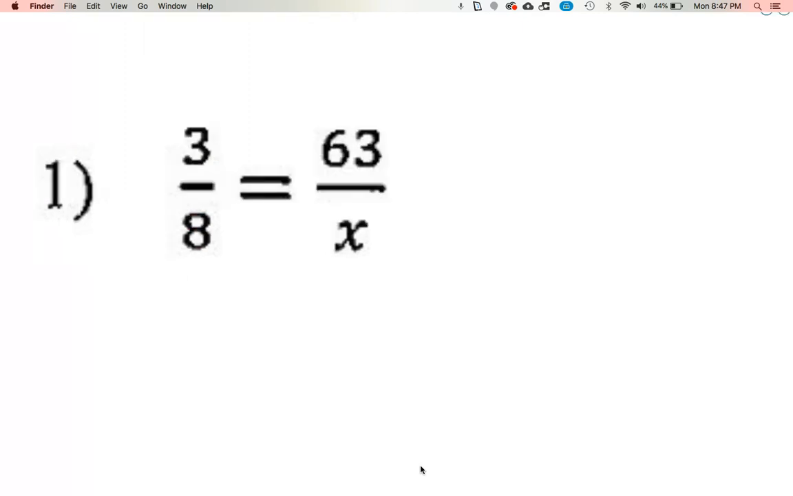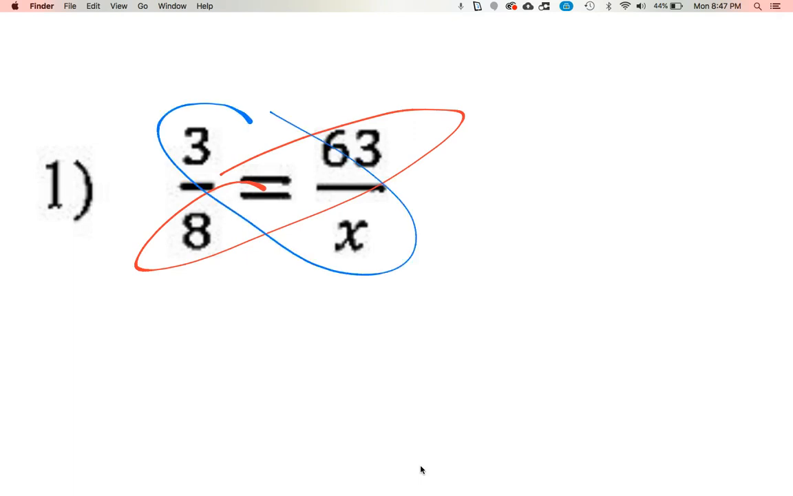Now you can play around with that and say, well, what did we multiply 3 by to get 63? We have to multiply 8 by the same thing. That's fine if it's a nice whole number, but if it's a decimal, you're not going to want to go that route. This will take care of that for you. 8 times 63, 3 times x. So 3 times x is 3x. And then 8 times 63, 504.